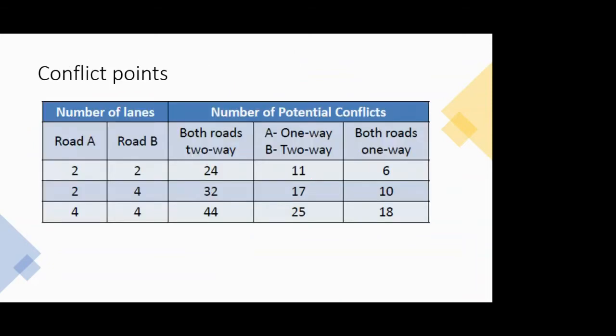So like that, you have to calculate conflict points for a given at-grade intersection, and if it is having more conflicts, it's better to reduce those conflicts. In this table, I have given an example that you have 2 roads, road A and B, and both the roads have 2 lanes. So I have taken this 4-leg intersection. In a 4-leg intersection, you have 2 roads. This is the first road and this is the second road.